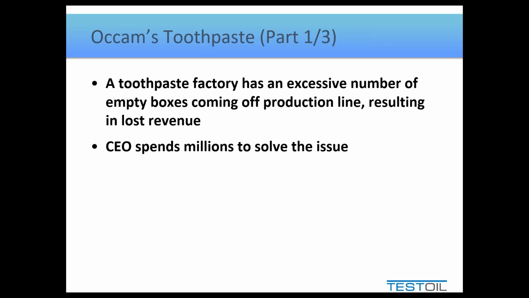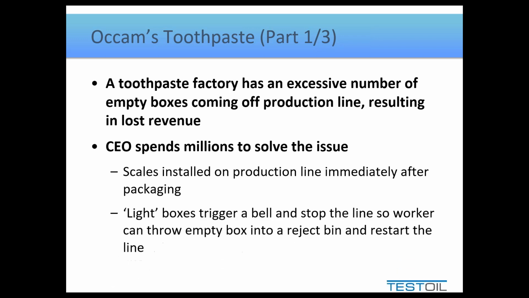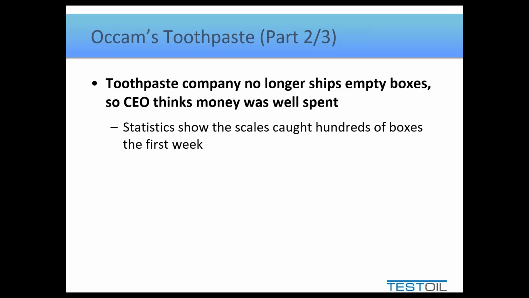So the CEO of this company decides to spend millions of dollars to solve this issue, and the way he did it was he put scales on the production line. So after the packaging has been completed, the box is then weighed. If the box is too light, it triggers a bell, stops the line, the worker removes the empty box, and they restart the line. Now, this seems to fix things because the toothpaste company doesn't ship the empty boxes anymore, and when they check the KPIs, the statistics show scales are catching hundreds of boxes in that first week.